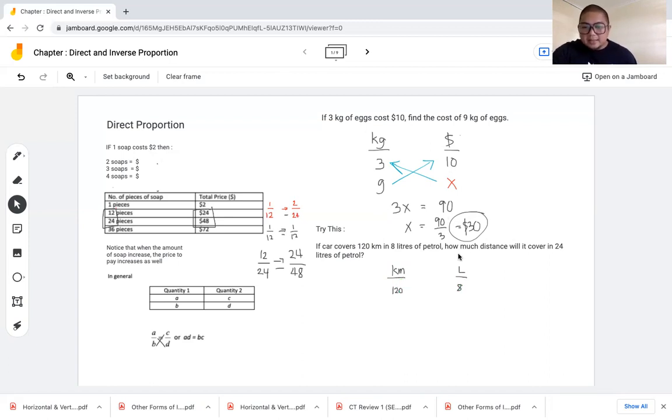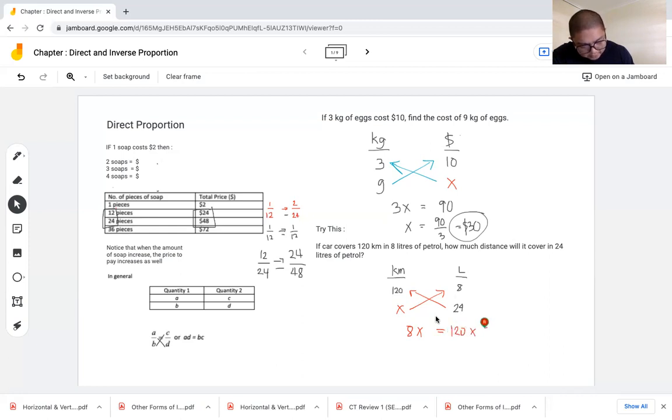So the question is asking how much distance will it cover in 24 liters of petrol? So this one gives us like this, 24 liters, and it's asking for the kilometers. Meaning to say, this is the one that has the value of x. So following the procedure wherein you cross multiply, notice that this particular portion will give us 8x, and it will be equivalent to 120 times 24.